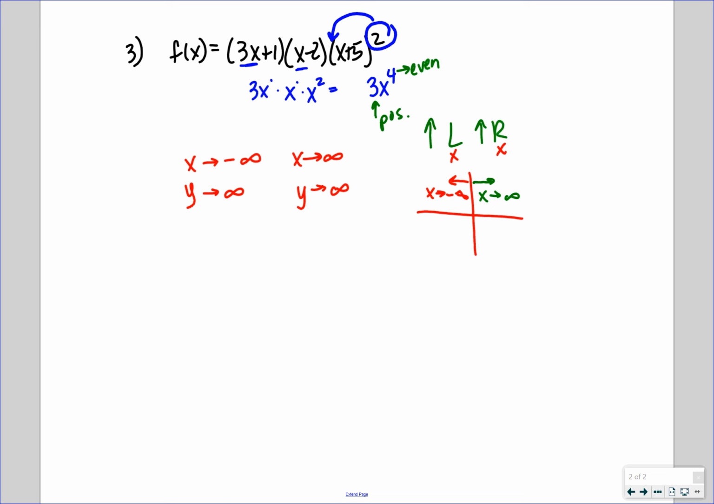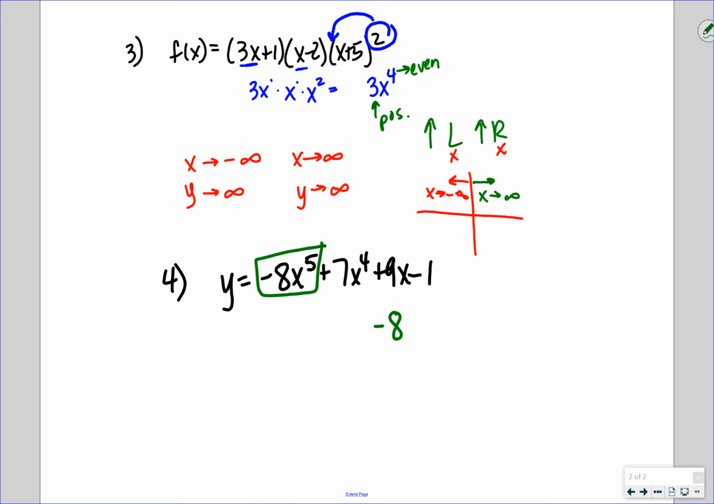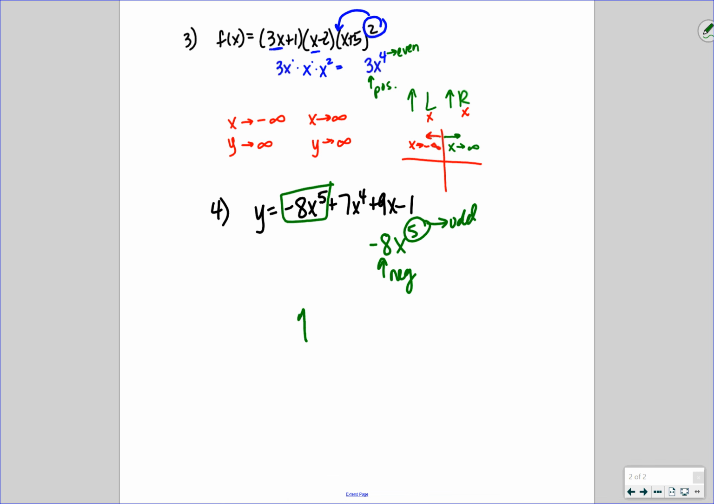Do the same thing with number 4. 4 is a little bit more straightforward. I have y equals negative 8x to the 5th plus 7x to the 4th plus 9x minus 1. I only care about my leading term, negative 8x to the 5th. This is an odd degree polynomial with a negative coefficient. So I'm going to go up on the left, down on the right. And if you don't know where I'm getting these characteristics from, up, down, left, right, you need to look back at the section 1 notes, video, whatever, and memorize that.